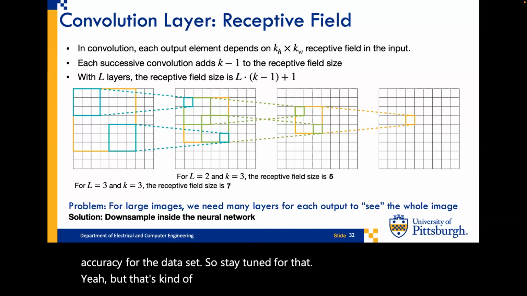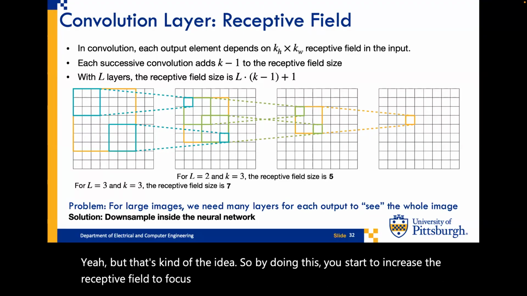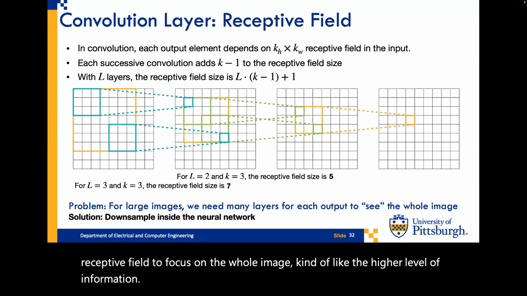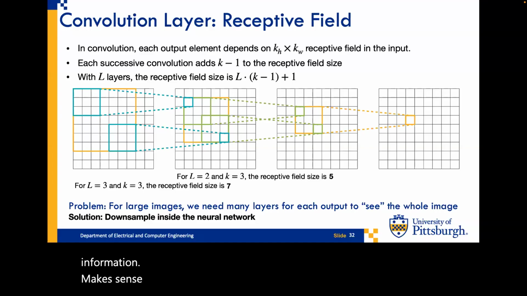So by doing this, you start to increase the receptive field to focus on the whole image, the higher level of information. Make sense? So that's the power. That's the key idea behind these convolutional layers. Okay.